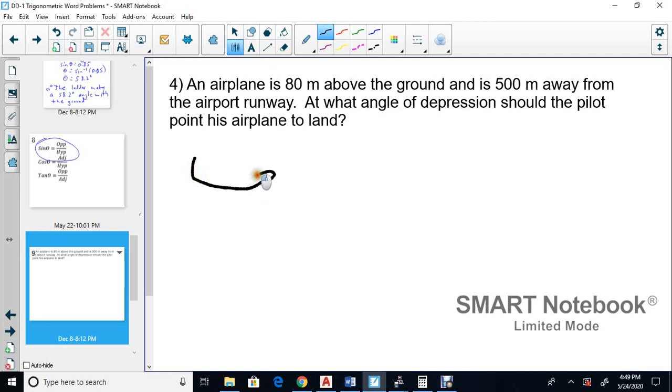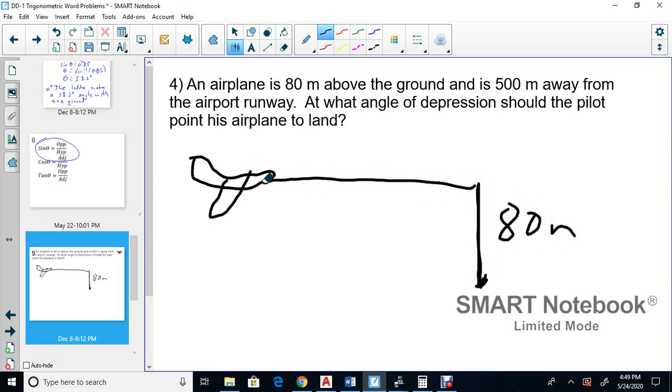Okay, let's draw my best airplane here. Here's my airplane. So let's see, 500 meters away from the runway. Let's say this is the runway here. Let's see how high. I'm going to draw my triangle this way. So he's 800 meters high. Not too proportional here. And there's 500 meters away here.